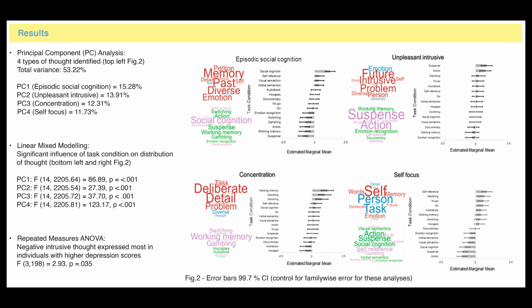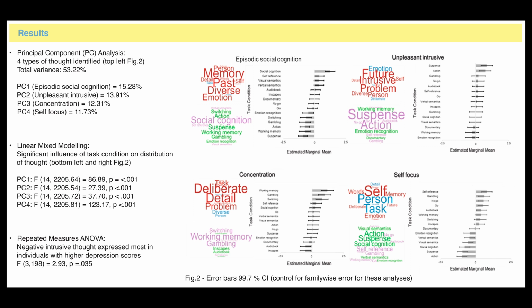We applied a principal component analysis to decompose the thoughts reported and found that across all of the task contexts, participants engaged in 4 general types of thoughts. The word clouds in the top left of Figure 2 depict the features that make up each type of thought reported, with the colour of the word representing the direction of the relationship, red being positive and blue being negative, and the size of the word indicating the magnitude of the loading.